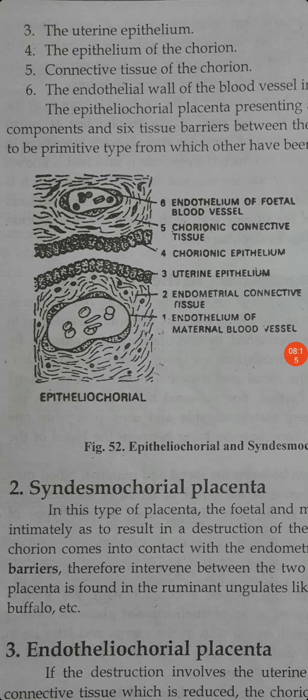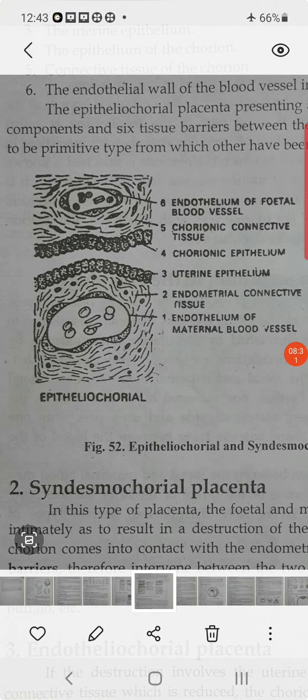What happened in this case? When the chorionic epithelium makes contact with the uterine epithelium, the placenta is designated as an epitheliochorial placenta. See, the epithelium of the chorionic membrane and the uterine epithelium. So both these layers take part and the placenta is formed. And here the examples are horse and pigs.